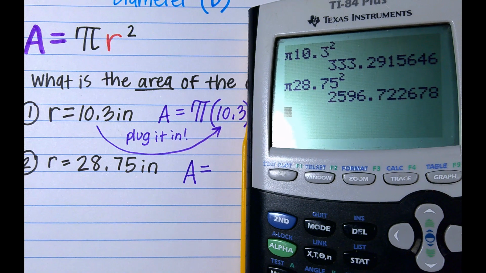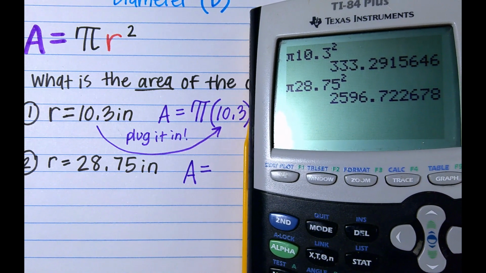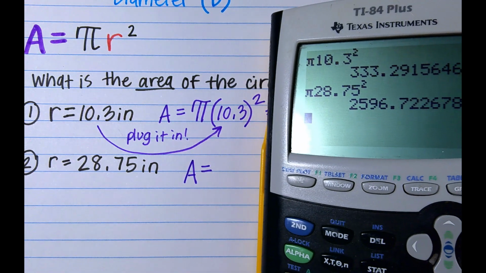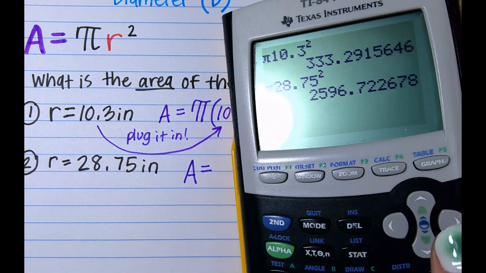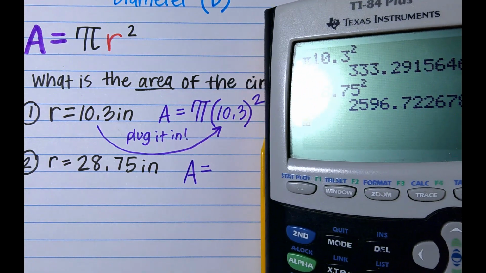2,596.72. Would .723 be wrong? No. That would be correct still. Absolutely. That would just be more accurate than the answer I gave. So you're even more right.